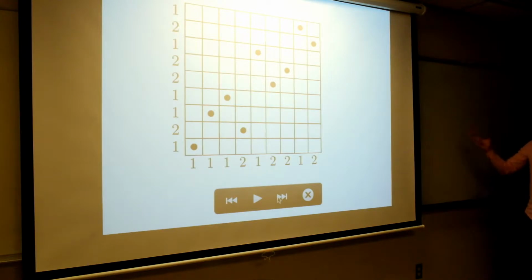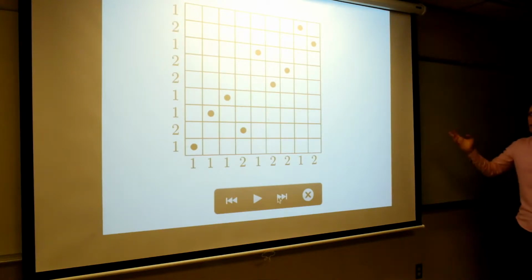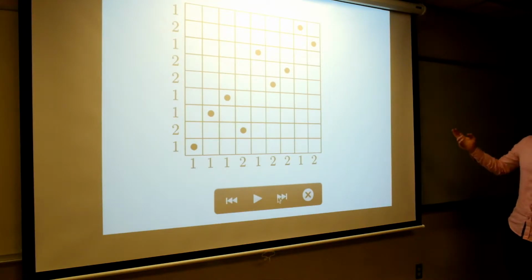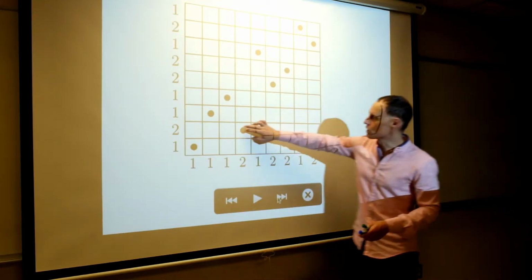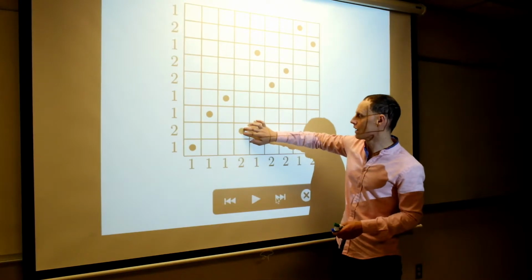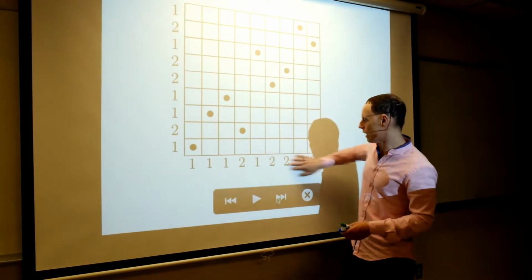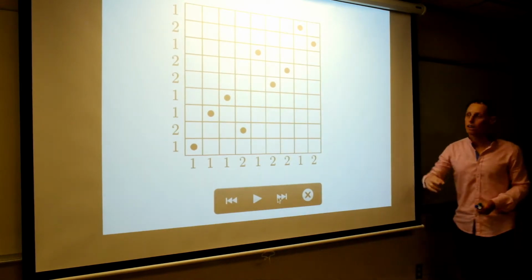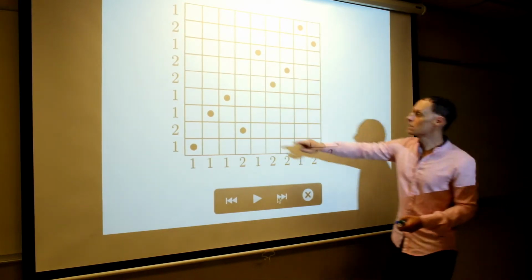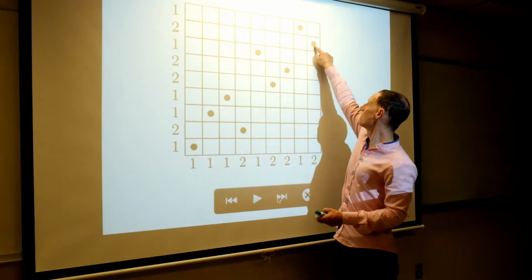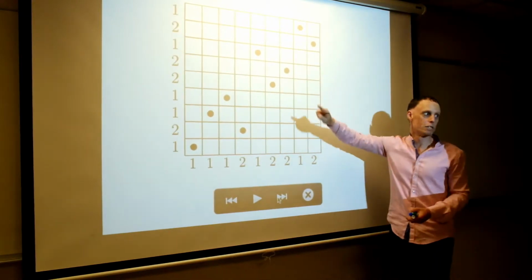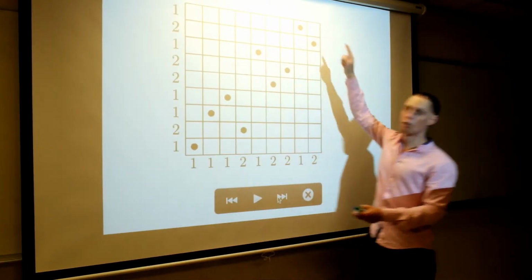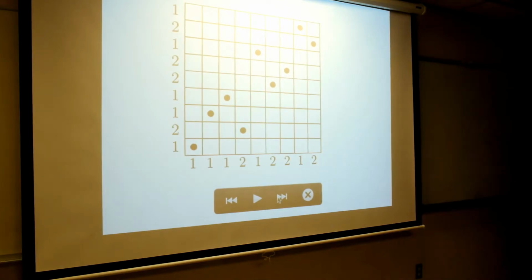So it's not quite a canonical labeling. What I do on the diagonal doesn't really matter. And then I just projected, so this is below the diagonal, and then the numbers on the bottom and on the side are just the projections. And now I see that the 2s here form an increasing subsequence, and the 1s form an increasing subsequence here.